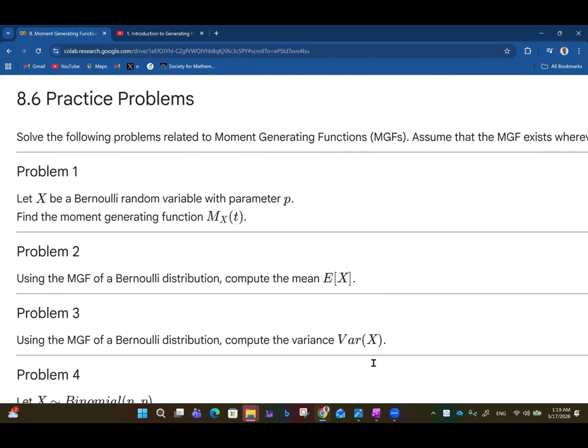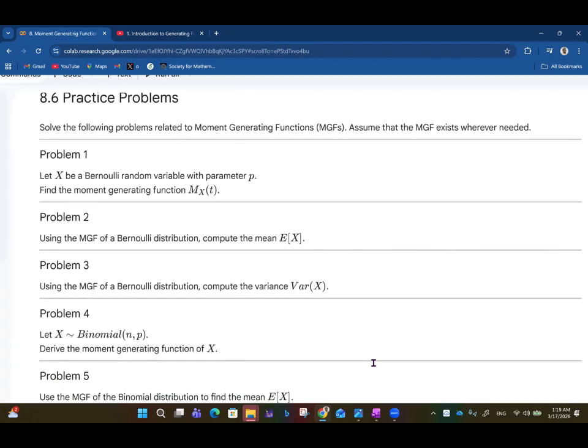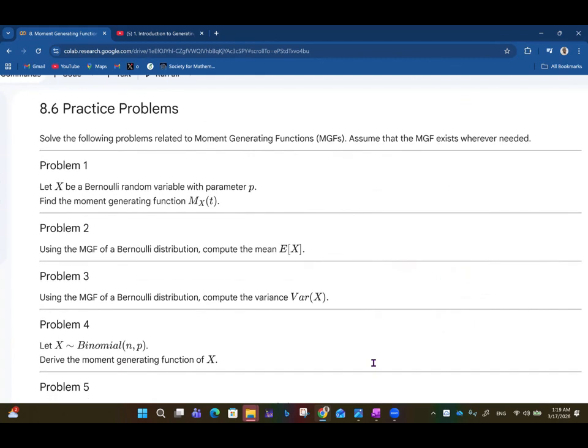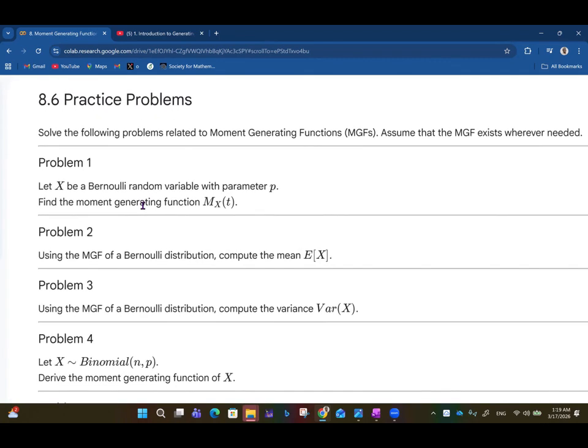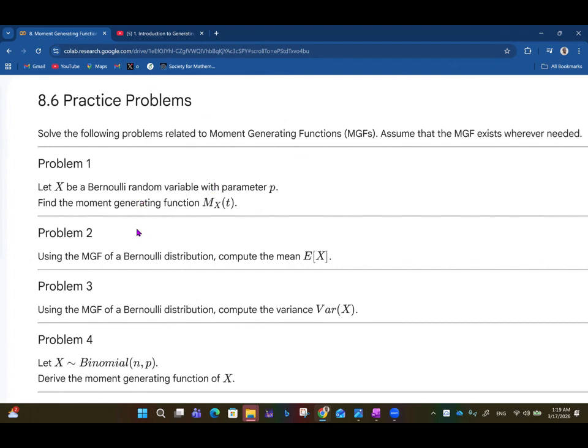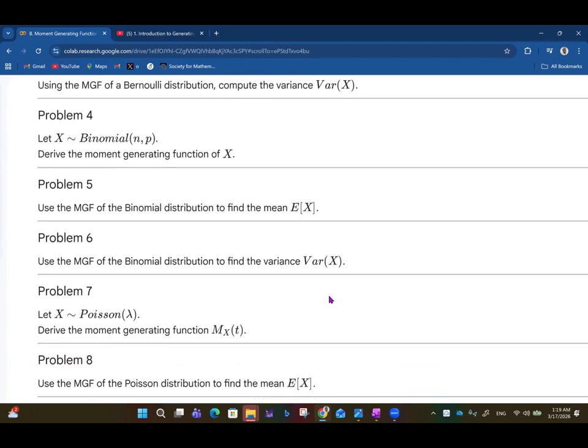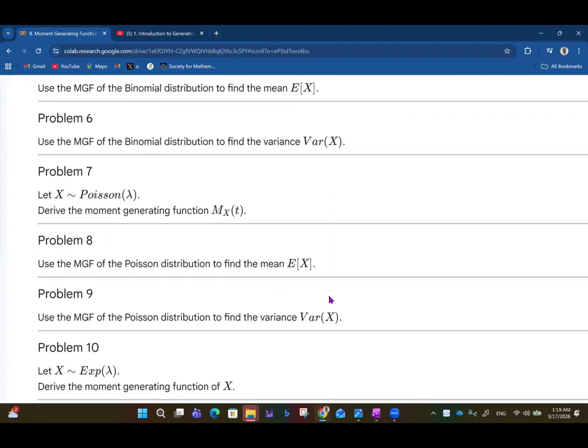So look at the problems. You want to try them out based on the things we've been doing. Solve the following problems related to moment generating functions, MGFs. Assume that the MGF exists wherever needed. Let X be a Bernoulli random variable with parameter p. Find the moment generating function M_X(t). We already did that before. Use the MGF for the Bernoulli distribution to compute the mean and compute the variance. We've done all of this, so I'll just flash through them.